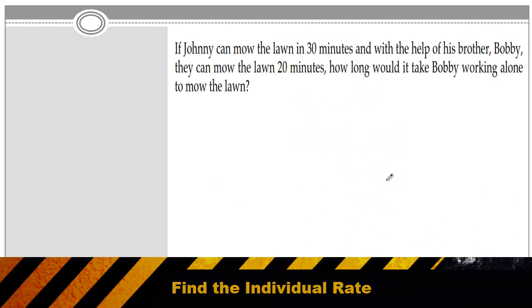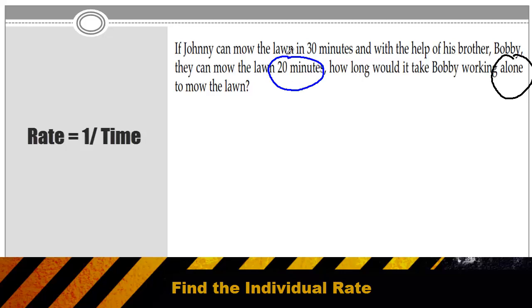Up until now, we've solved problems with everyone working together. Now we want to try and solve a problem figuring out how long it would take someone working alone. The easiest way to do these kinds of problems is to calculate everything in terms of rate. When they're working together, they can mow the lawn in 20 minutes, which means every minute they get 1/20th of the job done. When he works alone, Johnny can mow the lawn in 30 minutes, which means every minute he mows 1/30th of the lawn.